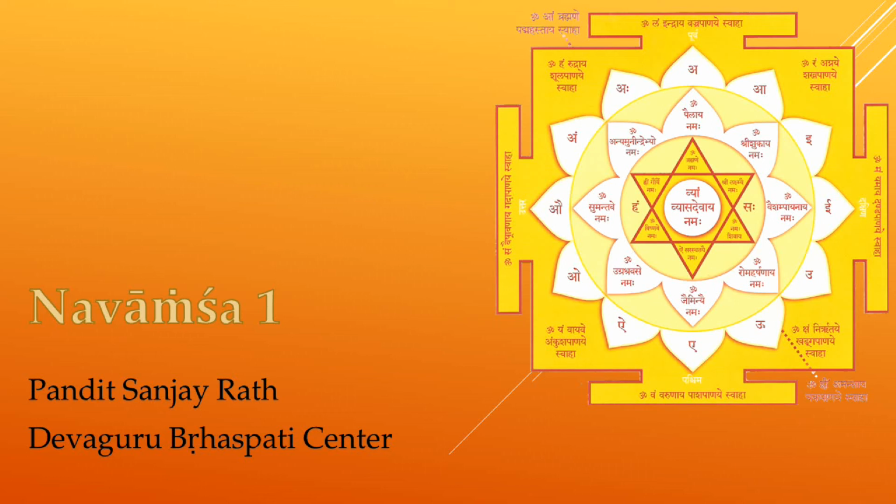But because that Jupiter is debilitated in the natal chart and is in an enemy sign in the Navāṁśa, that's a different thing altogether. That will have an impact on the Aruda. So what kind of impact on the Aruda?